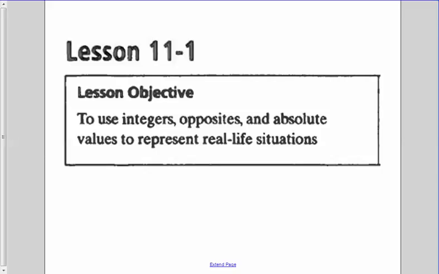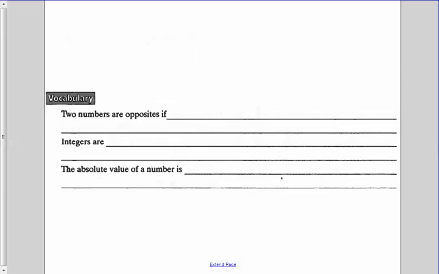Alright, in chapter 11, section 1, we're looking at integers, and using integers, opposites, and absolute values to represent real-life situations. So let's take a look at what these terms are that we're talking about.